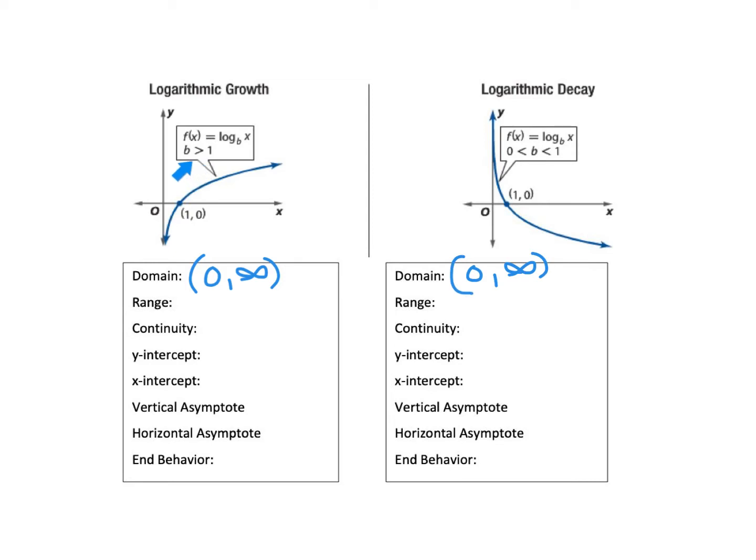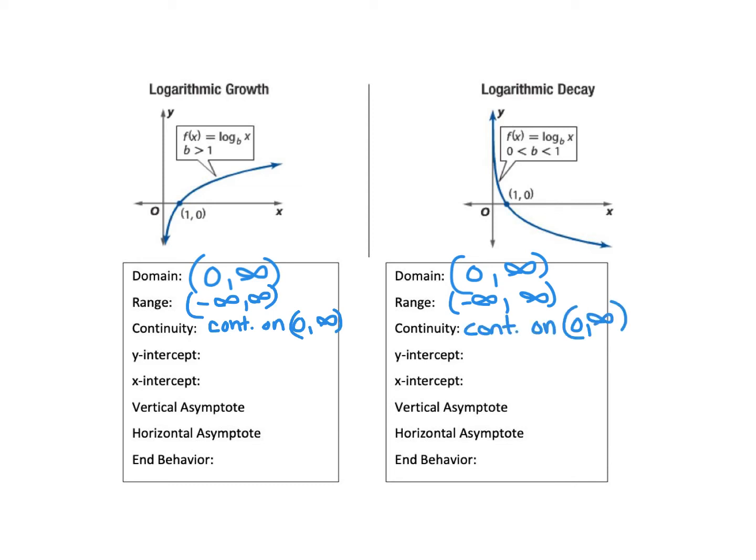I want to also point out that what makes it logarithmic growth is your base, just like with exponential. If your base is larger than 1, it's logarithmic growth. If it's between 0 and 1, a fractional value between them, it's going to be decay. Our range for both would be all real numbers, or -infinity to +infinity. It is continuous on our entire domain, so continuous on the interval from 0 to infinity for both.